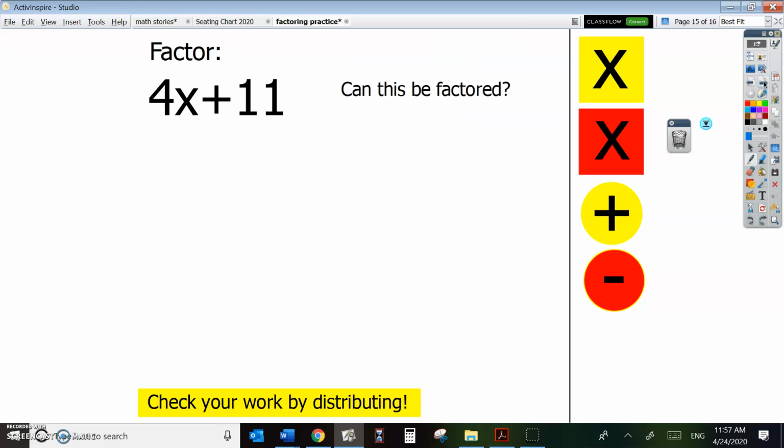4x plus 11. Can that be factored? Well, no, because 11 is prime. Remember, prime numbers only have 1 and themselves as factors, so that one can't be factored.